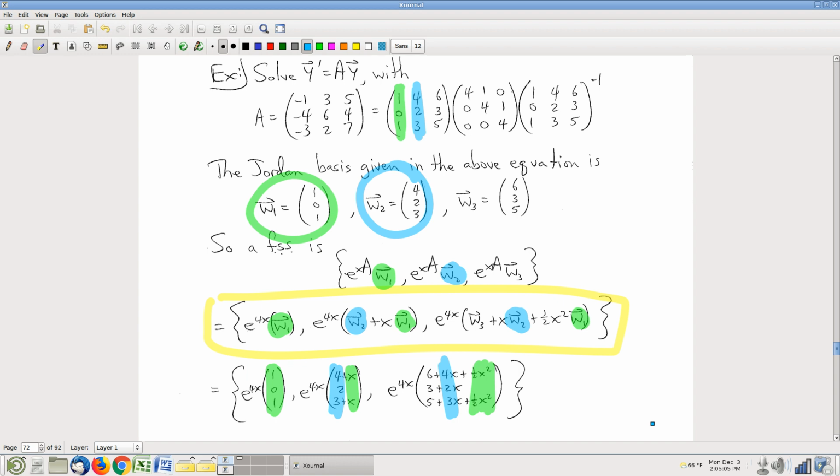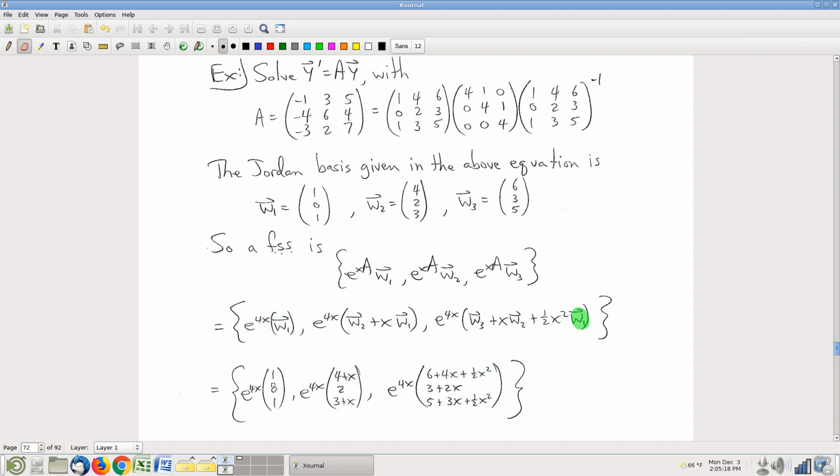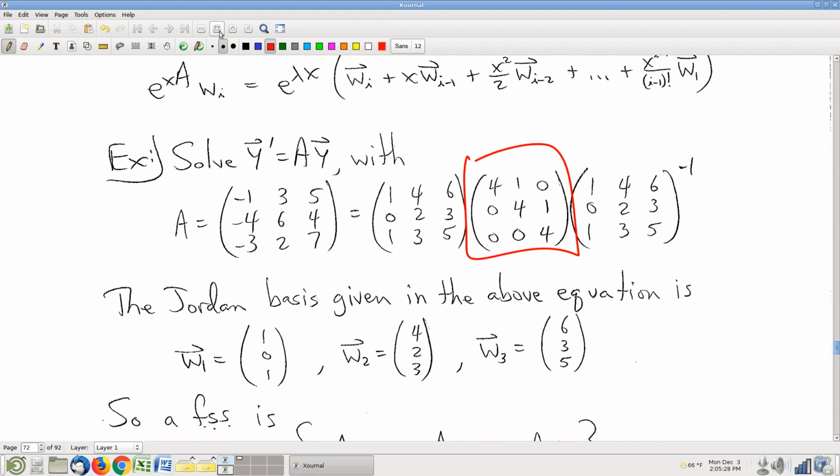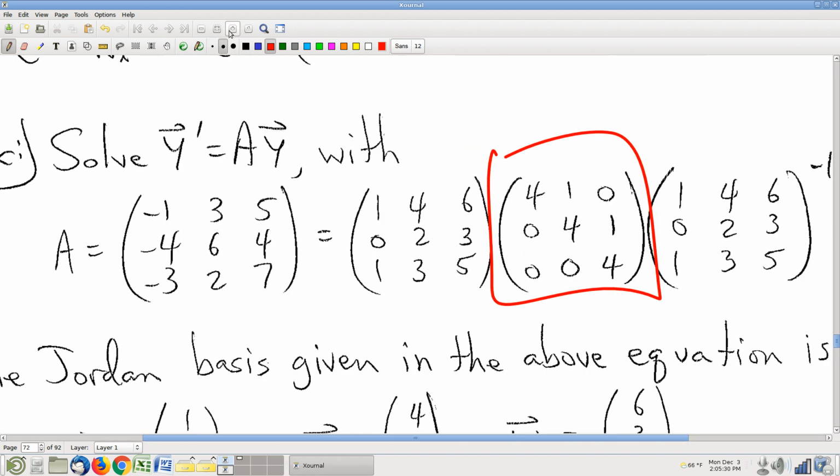Yep. If the last column of the Jordan matrix was 0, 0, 4, okay, then the last fundamental solution is just e to the 4x W3. Let me see if I understand your question. So you're talking about in the Jordan form here. Yeah. Okay, so you're getting to the very next thing I wanted to talk about.